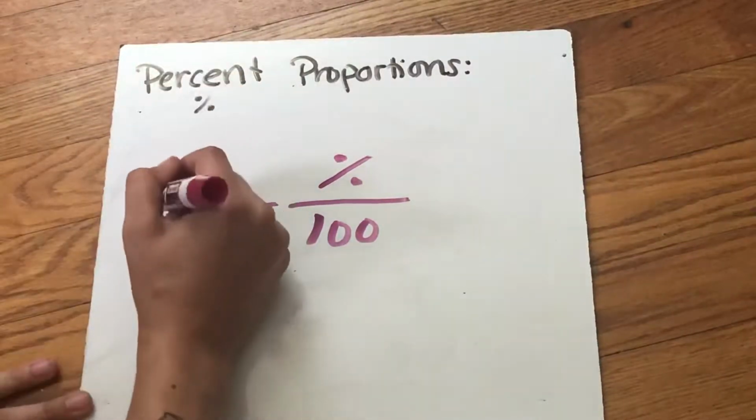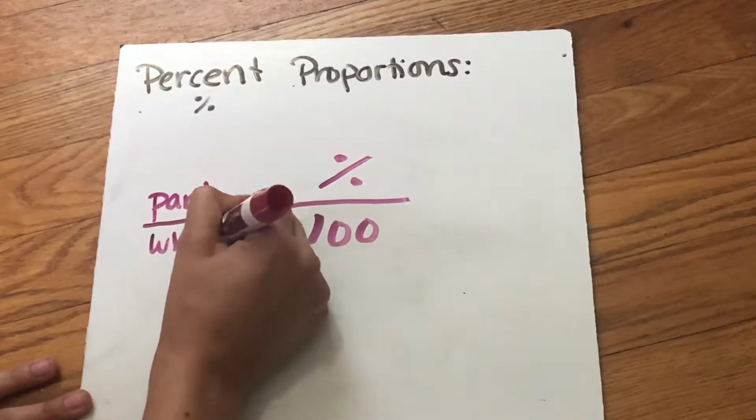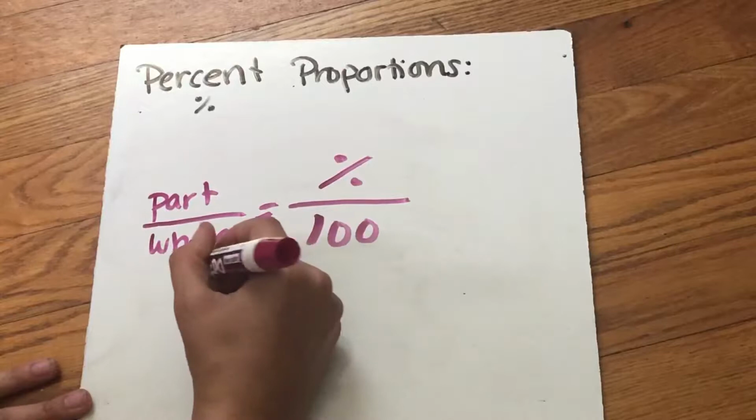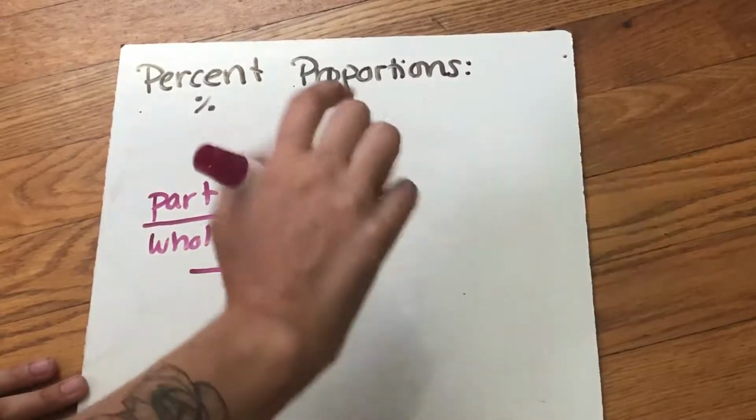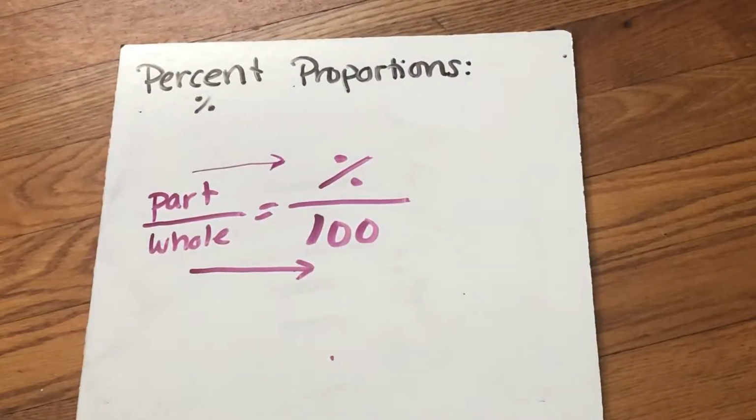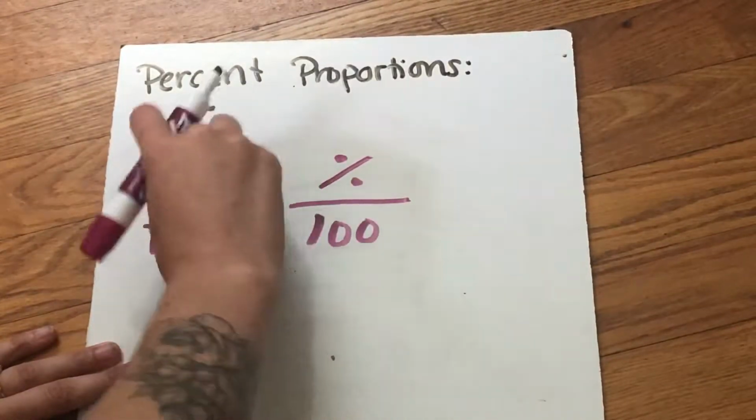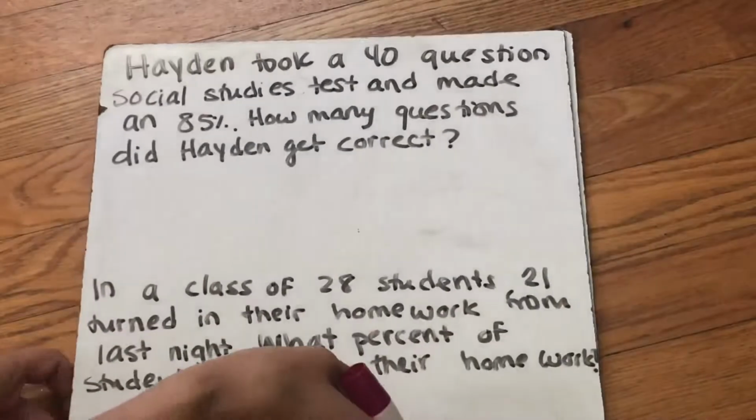And then the other side of that is going to be the part over the whole. And if you think about it, 100% of something is all of it. So that whole is going to line up with the 100, and a percentage is only a part of something. So that's why those two line up like that. So part over whole equals percent over 100. That's the first thing you need to memorize and know. Now let's do 2 word problems and see what that actually looks like when we're solving a word problem.